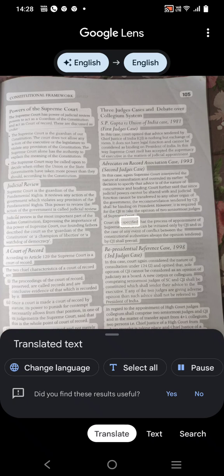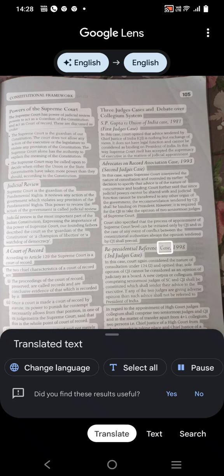The court also specified that the process of appointment at the Supreme Court level can be initiated only by the CJI, and in the event of any conflict between the constitutional authorities, always the opinion tendered by the CJI shall prevail.